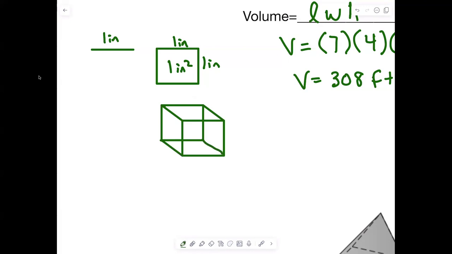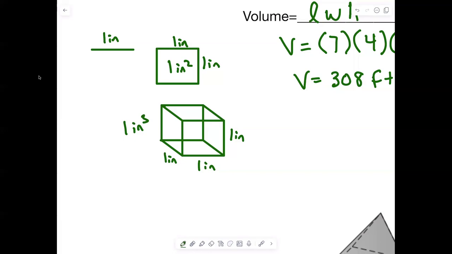That represents a what? A cubic inch. There you go. This is 1 inch, this is 1 inch, and this is 1 inch. So this is 1 cubic inch. That's what you're measuring.